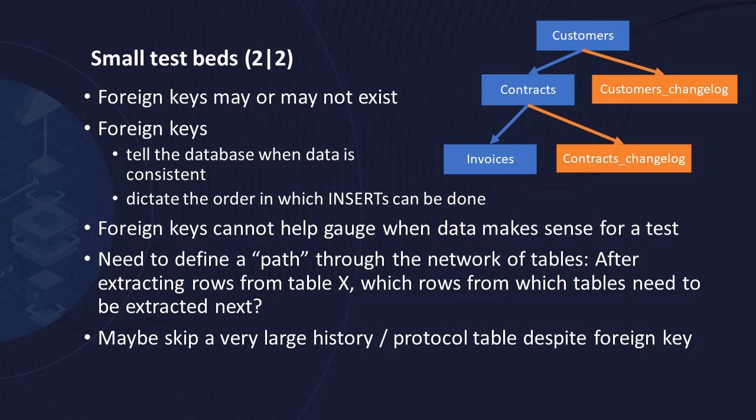In a way, what we really need is to be able to define a path through our tables. We need to be able to say, start with a contracts table and grab all the rows based on the initial list of contract numbers that I gave you as a parameter. Then go to the invoices table and grab all the rows that belong to any of the extracted contracts. Do not go to contracts changelog. I'm not interested in that table.